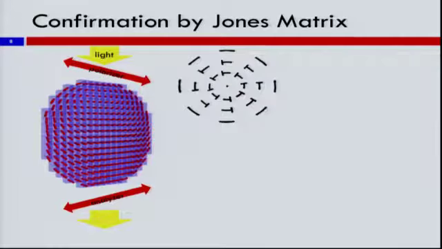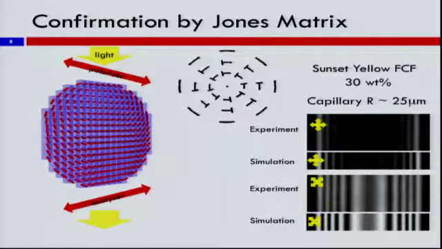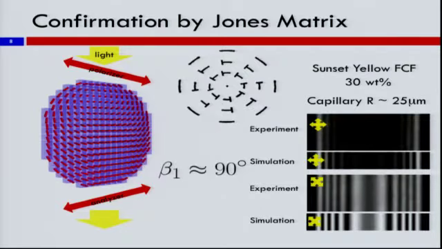So with polarized light, cross polarizers, we did it for sunset yellow, and you get the experimental picture, which is the top one, and then the simulation from the Jones calculus below. As you can see, for cross polarizers at 45 degrees or at 0 and 90 degrees, you get good comparison between the simulation using the twisted escape structure. What's interesting about this is that to get the good agreement you have to make beta 1 equal to 90 degrees. The twist is very close to 90 degrees.